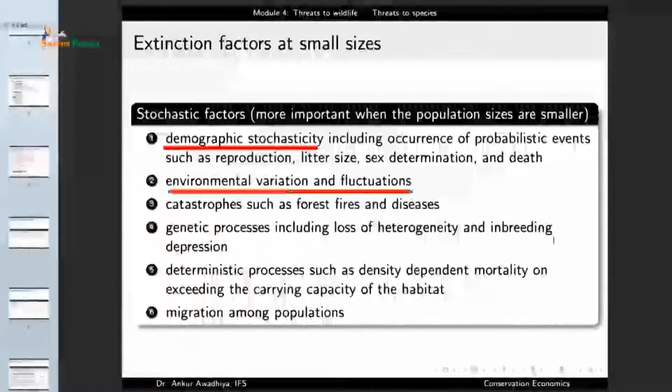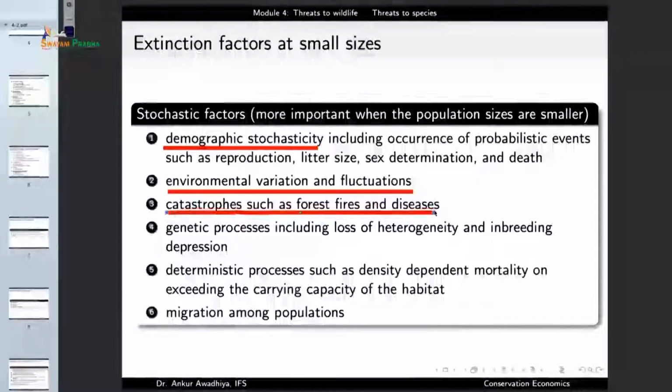But now consider a very small size population. Suppose you only started with a population that comprised of, say, five individuals. Now, in these five individuals, suppose three or four individuals perish in the drought. So the one or two that remain might not be sufficient to take this population back to the normal state, which is why the environmental variation and fluctuations are also stochastic factors that are very important when the population sizes are smaller. Then we have catastrophic factors such as forest fires and diseases.